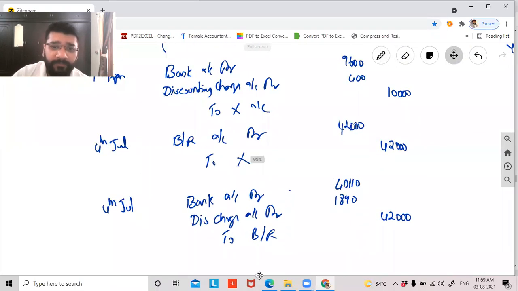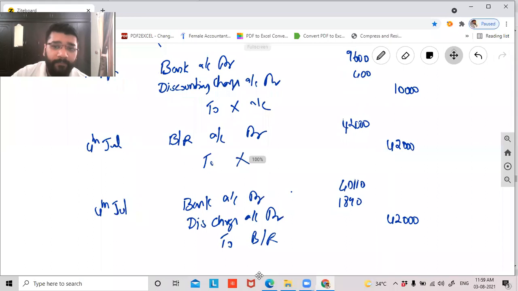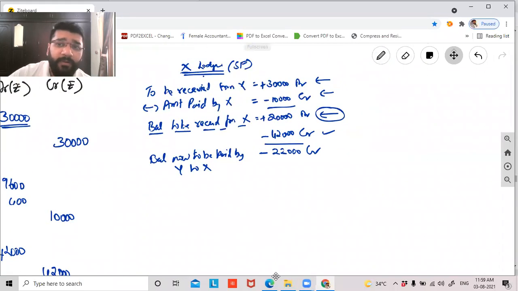Sir, under 20,000 minus 42,000, please explain that again. Okay. Pratiksha, tell me what this 20,000 means? So we have to receive from X. Who has to receive? Y has to receive from X. In what form? Either in cash or bank?